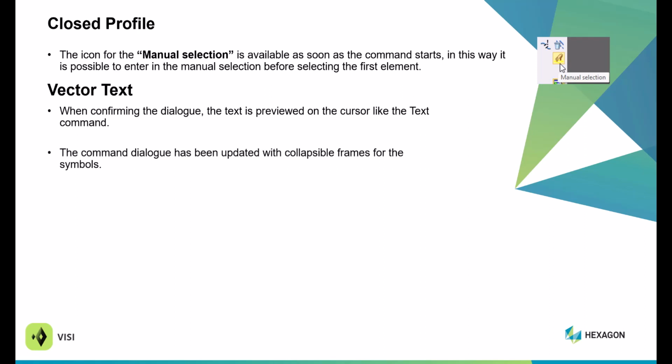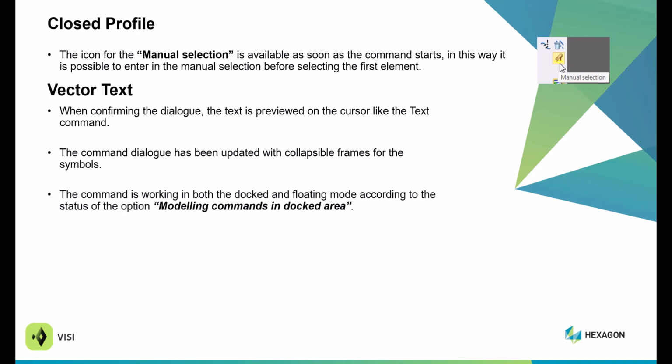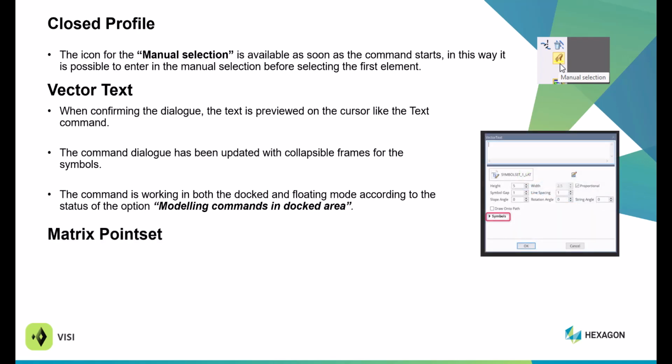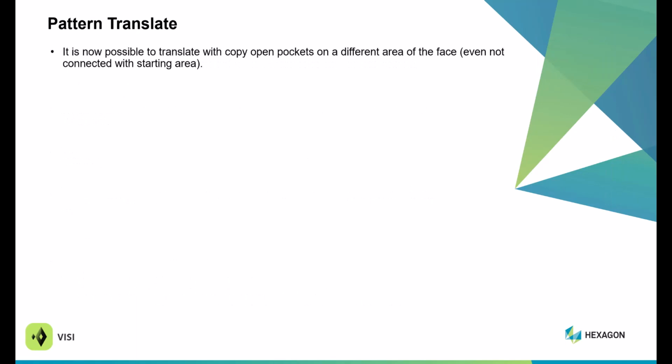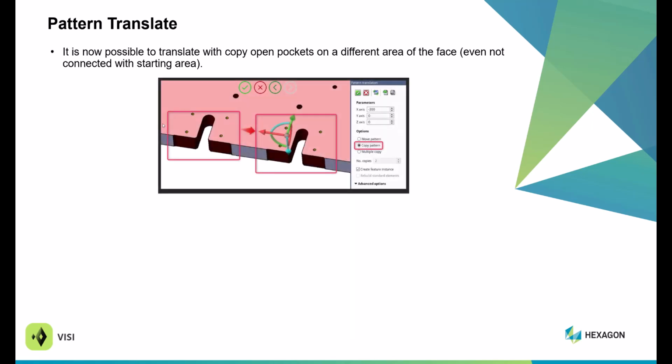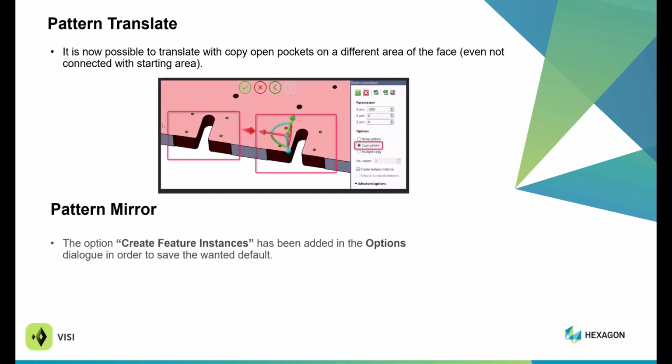The command dialog has been updated with collapsible frames as well, and the command dialog is either docked or floating, depending on your modeling commands in docked area. Within matrix point sets, there have been a few new options added as well, such as application points, distance mode, and grouping of options for base and vertical and specific frames. Within pattern translate, it is now possible to do a translation of an open pocket within your dialog. And within pattern mirror, you have the create feature options or create feature instances within the options dialog too.